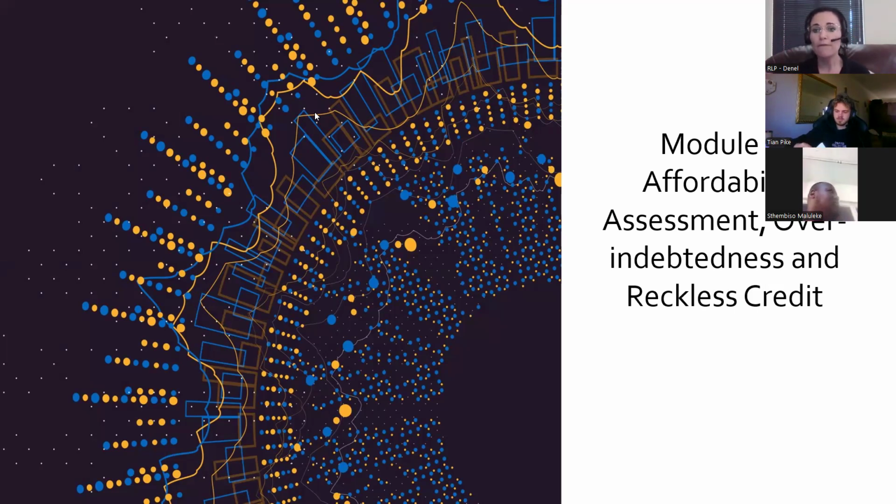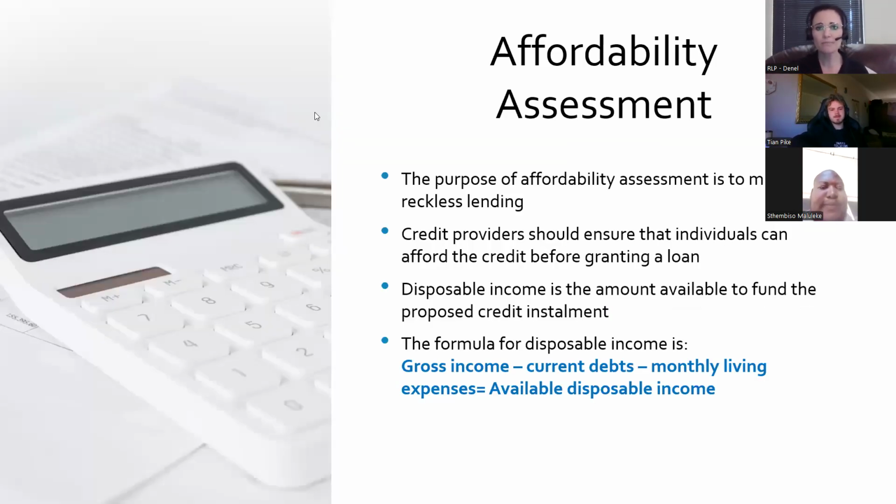So affordability assessment, over-indebtedness, and reckless credit. Affordability assessment means that we have to check whether the consumer can afford the credit before granting it. Over-indebtedness is consumers who have more credit than they can actually afford. And reckless credit was granting credit to someone knowing that they won't be able to make the payments. Okay, so let's look at them. What is the purpose of the affordability assessment? It's to minimize reckless lending.